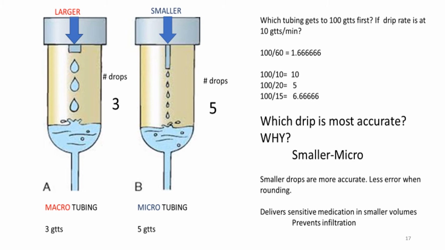So just be mindful of, even though the number of drops is greater, they're smaller than the number of drops with a macro tubing. So don't confuse the two. Just because the drops are larger in number does not mean they're larger in volume. Okay, because you will have some test questions about macro tubing versus micro tubing and safe dosing.